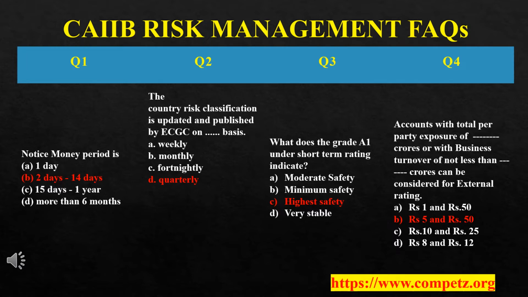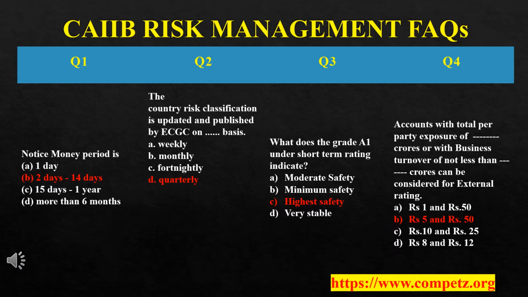The ECGC publishes the country risk classification on a quarterly basis. It will not publish on a monthly, weekly or fortnightly basis. Instead, it will publish on a quarterly basis. So without wasting our time, we should tick mark the answer quarterly in your exam.